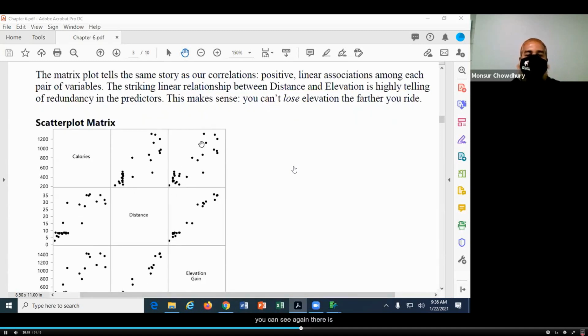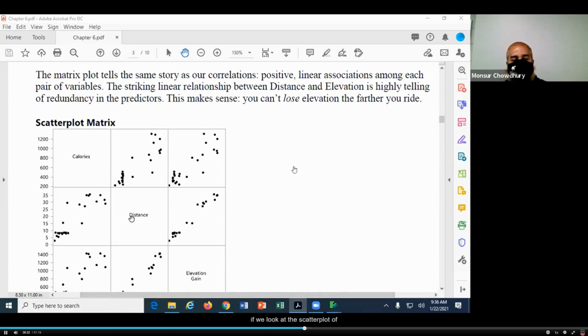you can see again there is a positive correlation, and strong positive because if we fit a line, most of the points will be around this line. So we have less error. So strong positive correlation, and this is linear because there is no curve pattern.